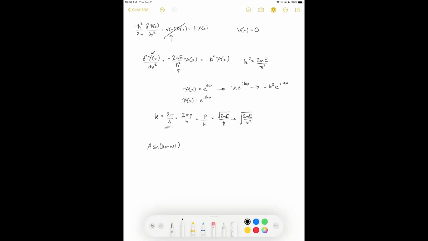Other really important things to note is that in this case, k squared is equal to 2mE over h bar squared. So m is a constant, h bar is a constant, E is the energy that has no restrictions on what the energy can be. So there is no quantization here for our function. It could have any k, it could have any energy. The free particle, when described using quantum mechanics, doesn't actually introduce any quantization conditions.